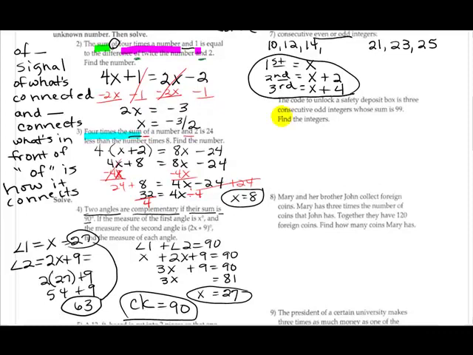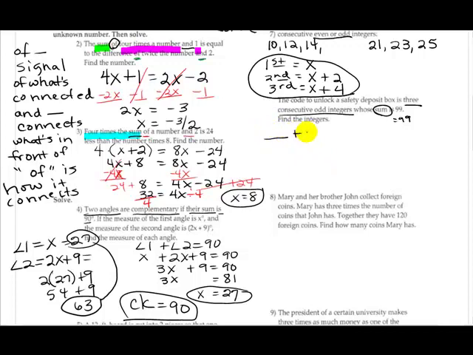Then we need to read our problem and see what we need to do. The code to unlock a safety deposit box is 3 consecutive odd integers whose sum is 99. Find the integers. So this time we've got 3 consecutive odd integers whose sum, that means we're going to add, is 99, so it's going to equal the 99. So let's set up our equation.